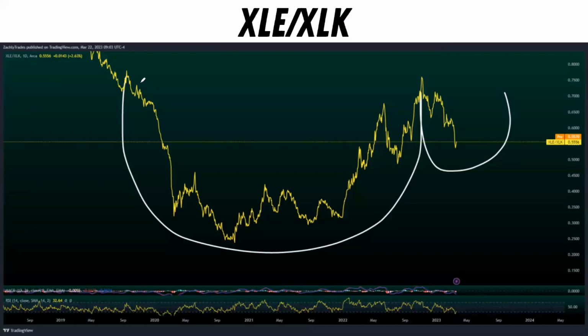Now, this is XLE/XLK, which is energy by the tech sector. You can see we have a little bit of this cup and handle pattern forming. We have a very clean cup right here. And we've started to get our dip down, that ABC correction that I was telling you about.